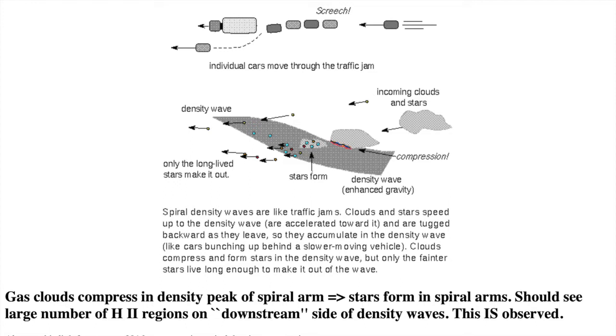If this idea is correct, we should see a large number of H2 regions on the downstream side of the density waves. This is observed. Another prediction of the spiral density wave theory is that the older stars will tend to make a tighter spiral pattern than the younger stars due to differential rotation, and that is also observed.